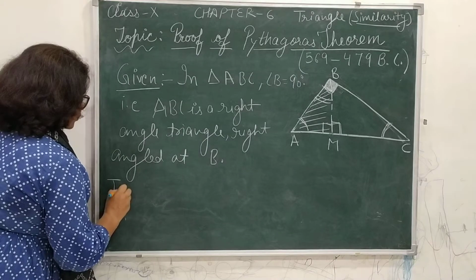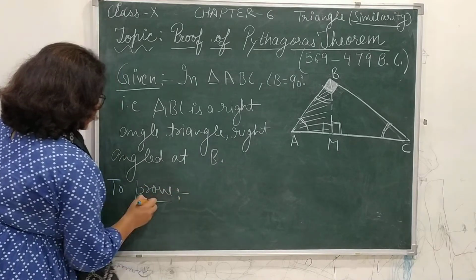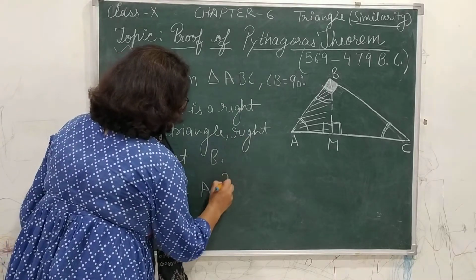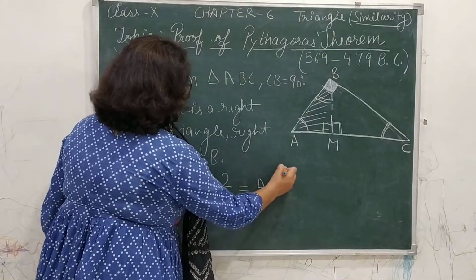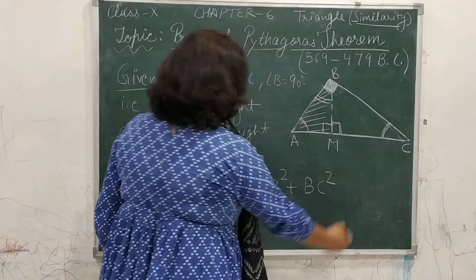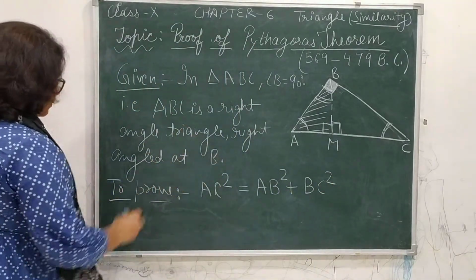To prove, what is the Pythagoras theorem result? That the square of the hypotenuse, which is AC square, is equal to the sum of the perpendicular and the base, or the right angle arms. Sum of square of the length of the right angle arms. So this is what we have to prove.